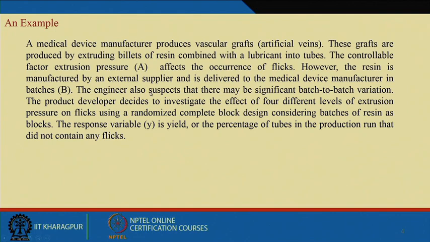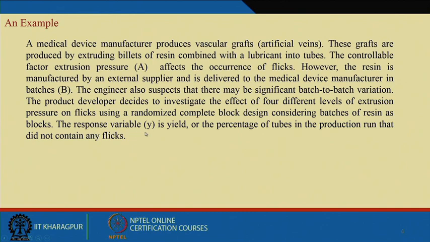This resin is supplied in batches, and the quality of those batches is beyond your control, because it is coming from the supplier side. That is the situation. The engineer suspects that there may be significant batch to batch variation in the resin supplied. The product developer decides to investigate the effect of 4 different extrusion pressures on flakes using a randomized complete block design, considering batches of resin as blocks.